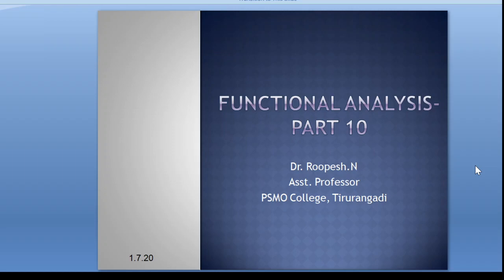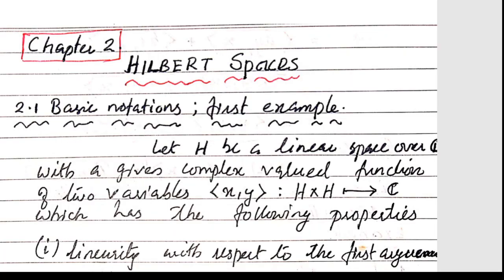Today we will discuss Hilbert spaces and Hilbertian norms. It is in the second chapter. So, Hilbert spaces: basic notations and examples we will see.